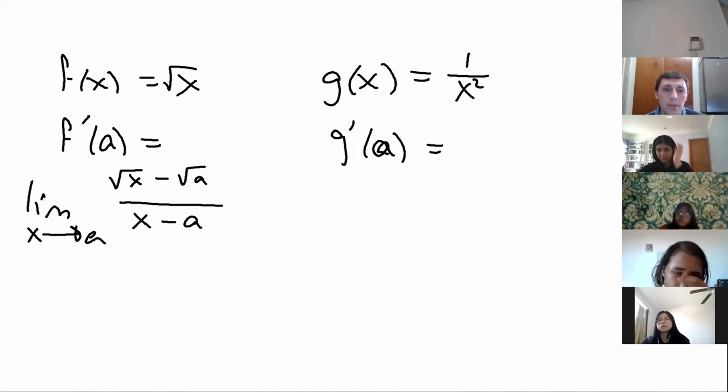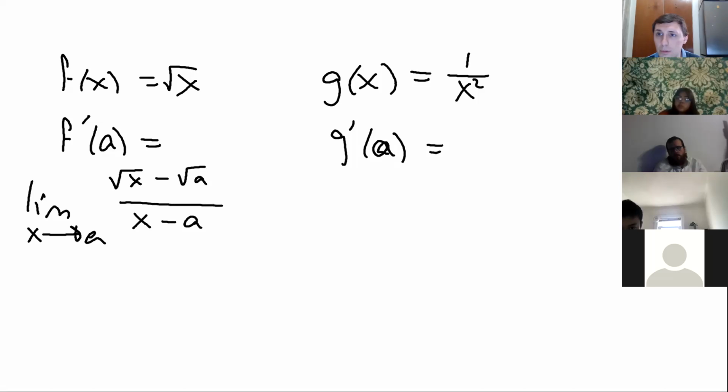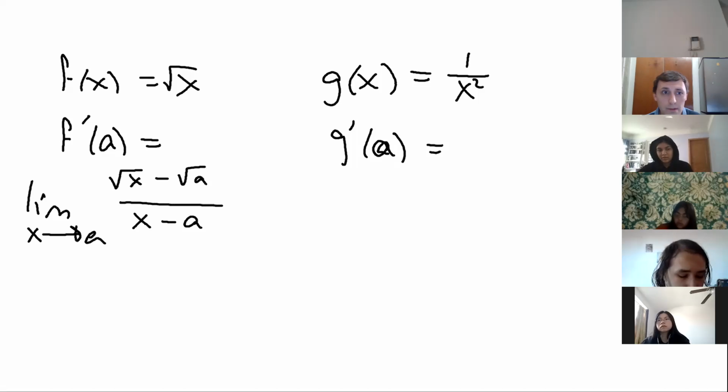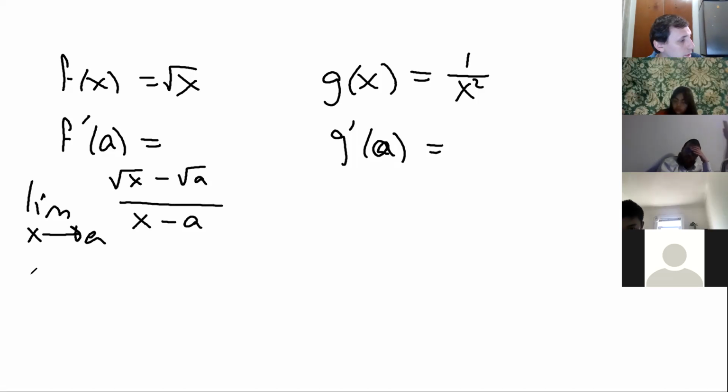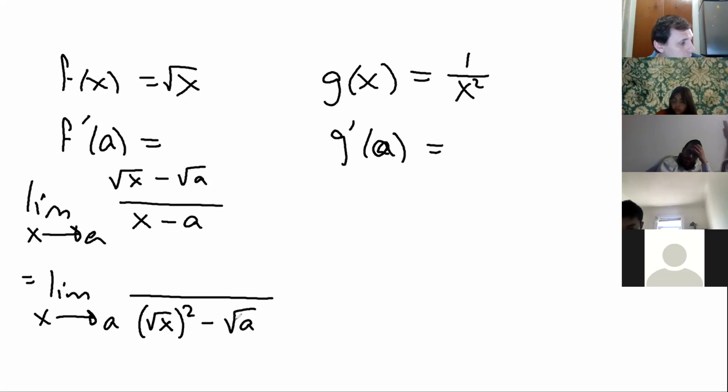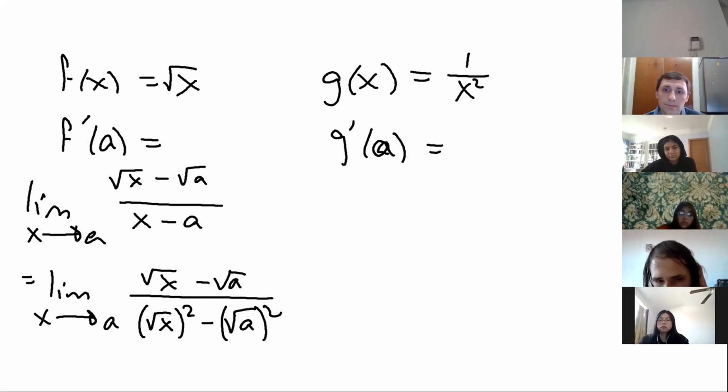Okay, you can multiply by the conjugate, but you can also factor the denominator. You want to see? Because what is the denominator? The denominator is root of x squared minus root of a squared. Good? You understand? Instead of doing the conjugate, I'm actually factoring the denominator this time. And so what do I get?